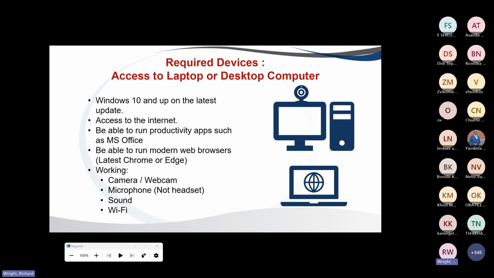So this brings us to some of the required devices. As mentioned, try and get access to a computer that's at least got Windows 10, preferably 4 gigabytes of RAM. It must have access to the internet, be able to run productivity apps sufficiently, and it must have Google Chrome or Microsoft Edge, and make sure it's updated to the latest version. And then, as always, make sure to test the camera, microphone, sound, and Wi-Fi. You can test all of this by just doing the mock exam.